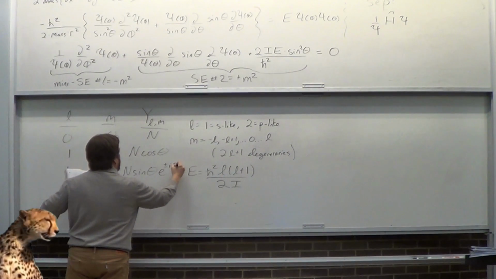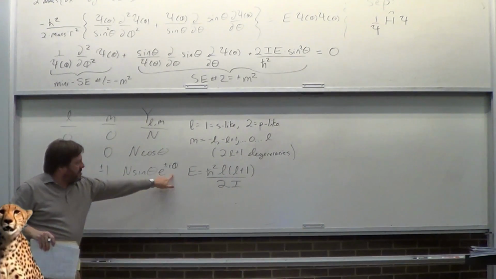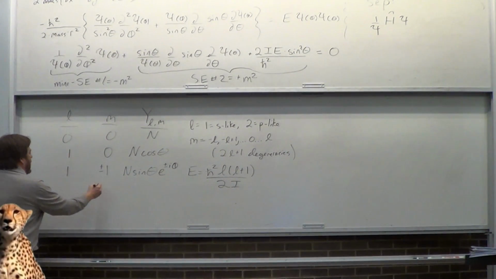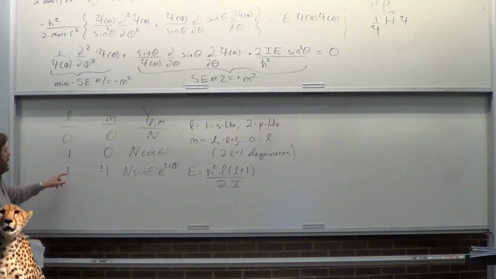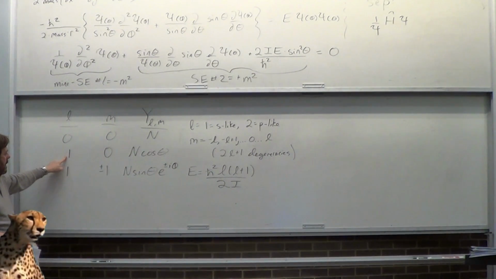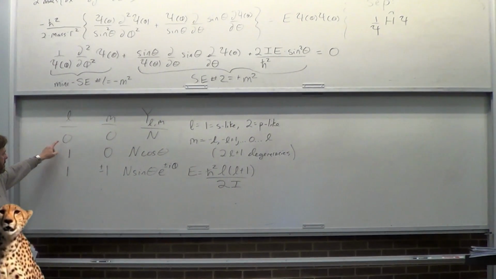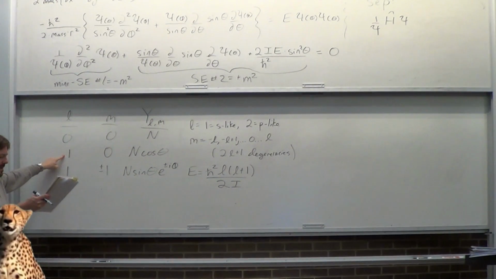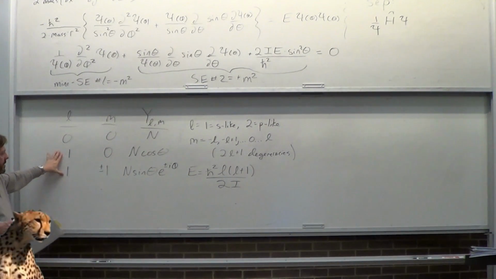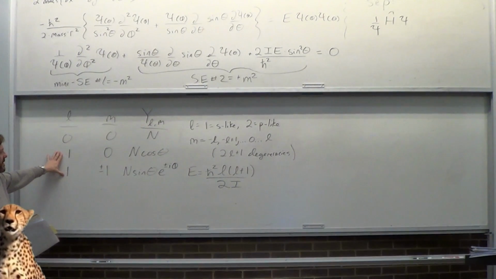And here, of course, is the 2D rigid rotor, and yada, yada. So here we have an S state, n equals, S state, wait a minute, have I done this right? Yeah, S state, P state, there's 3 P states, so yeah, so here are our degeneracies.